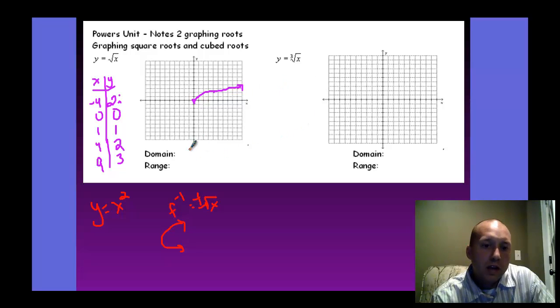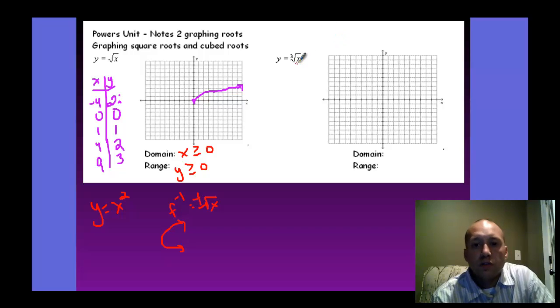And so our domain here, if we look at our graph, what x values work here are all values of x that are greater than or equal to 0. Or I could say nonnegative real numbers. The range of the y values are all y values that are greater than or equal to 0. So these are what makes sense for the graph. What values will you find a solution for?